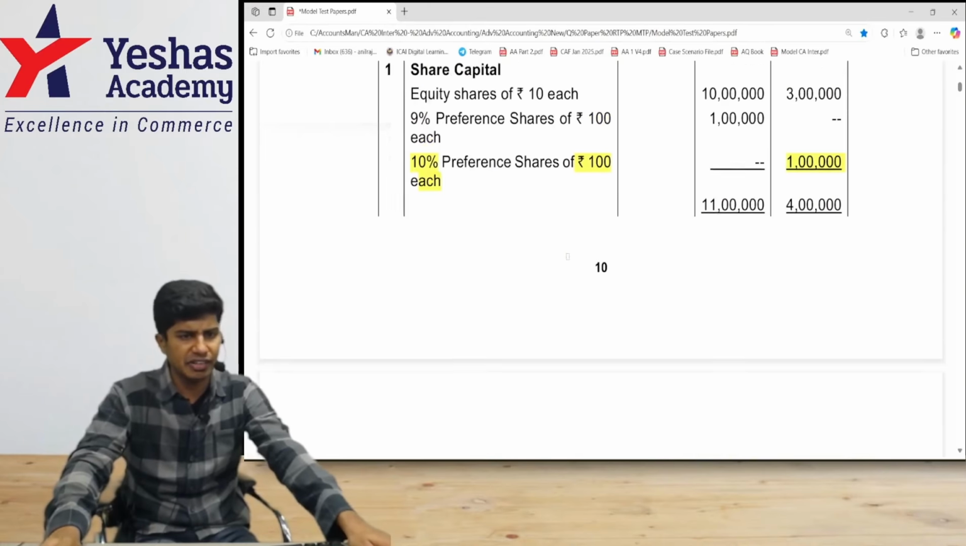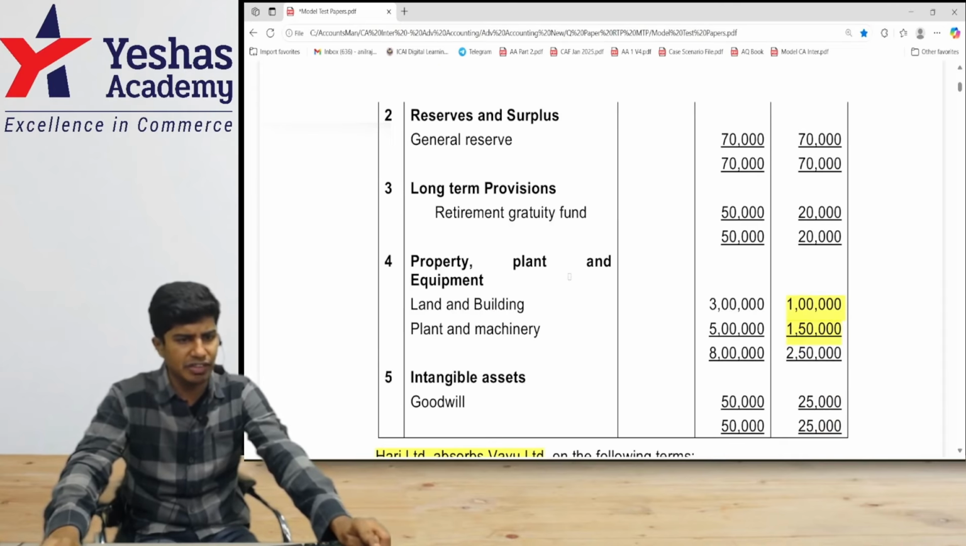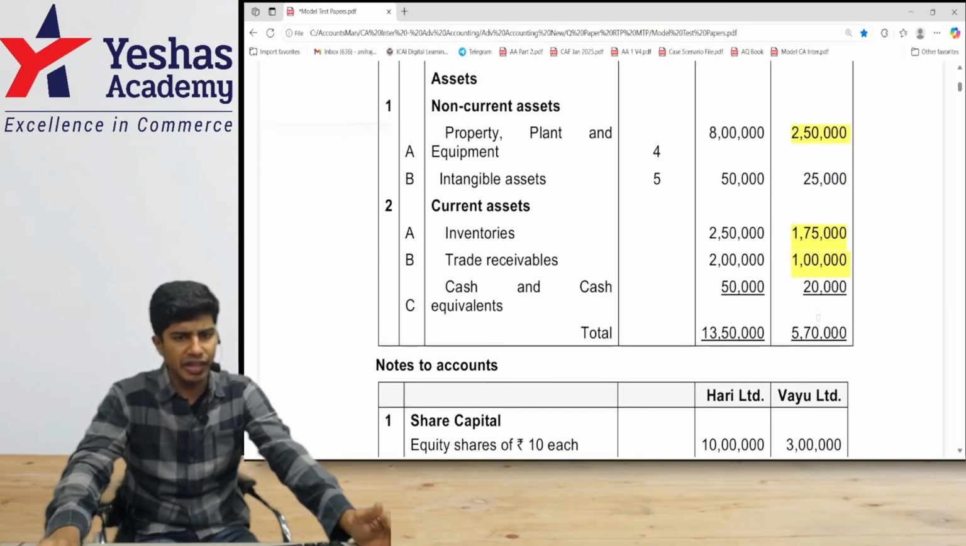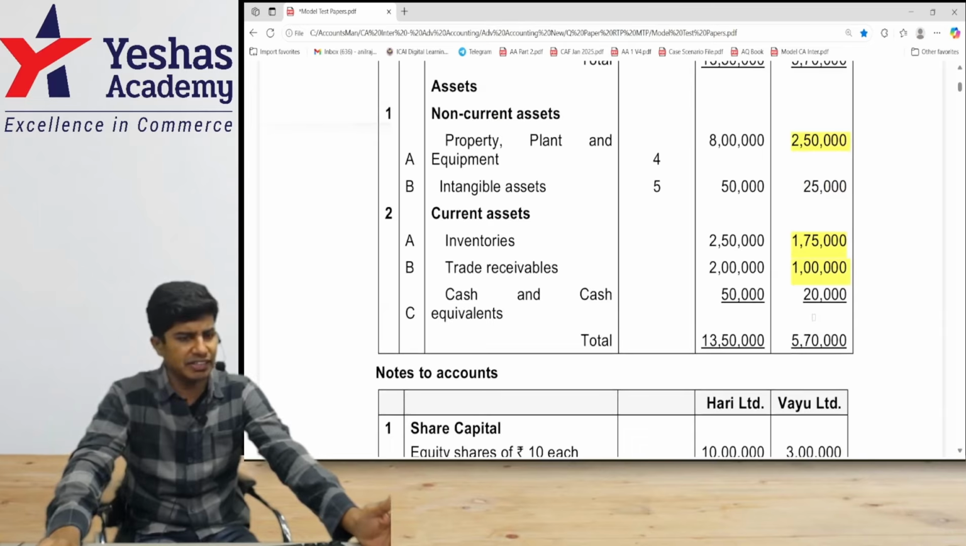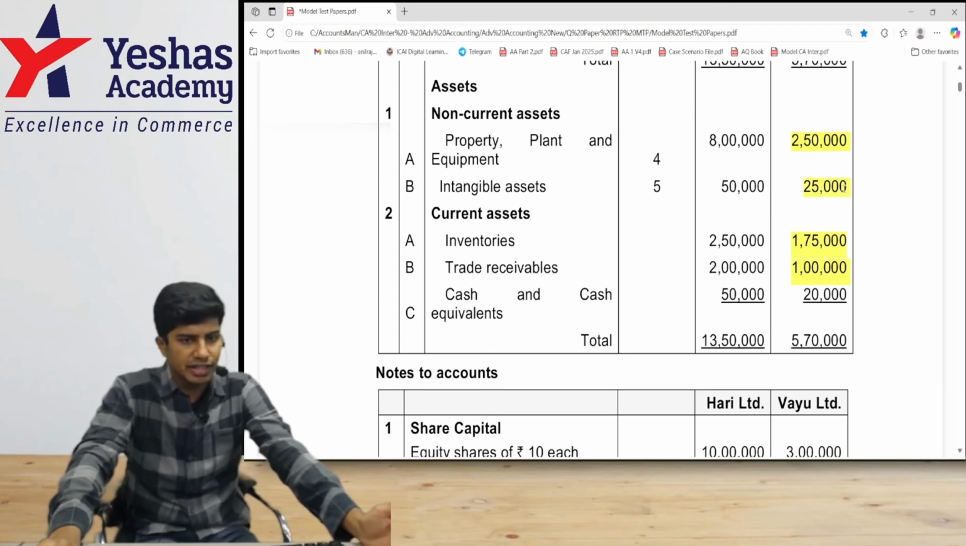Then any other asset that we have? We are done with property, plant and equipment. 2,50,000 is there, no? In this, we had land and building, plant and machinery. Both are taken over. Then we had cash and cash equivalent. Nothing is mentioned, and the method of amalgamation is purchase, so we can assume it's not taken over. For goodwill, we've taken one revalued figure. Am I right? That is done.